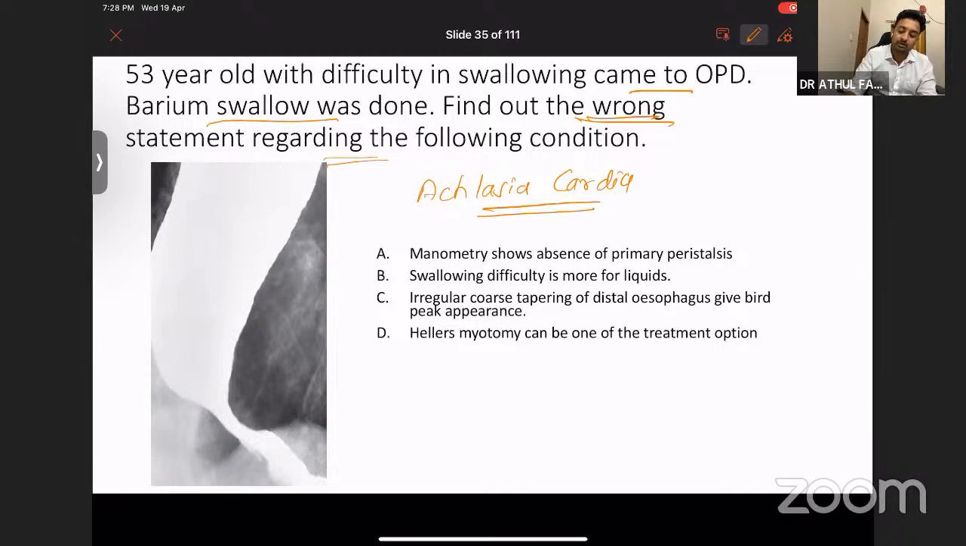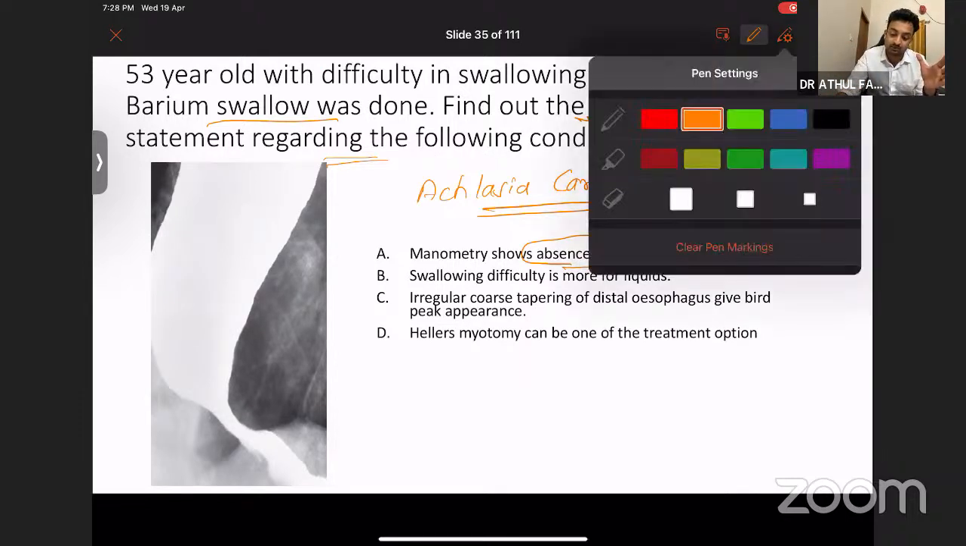The first option is the manometry shows absence of primary peristalsis. So you have to understand that the pathology behind this is that since there is absence of the Auerbach's plexus in the esophagus, there will be absence of primary peristalsis.